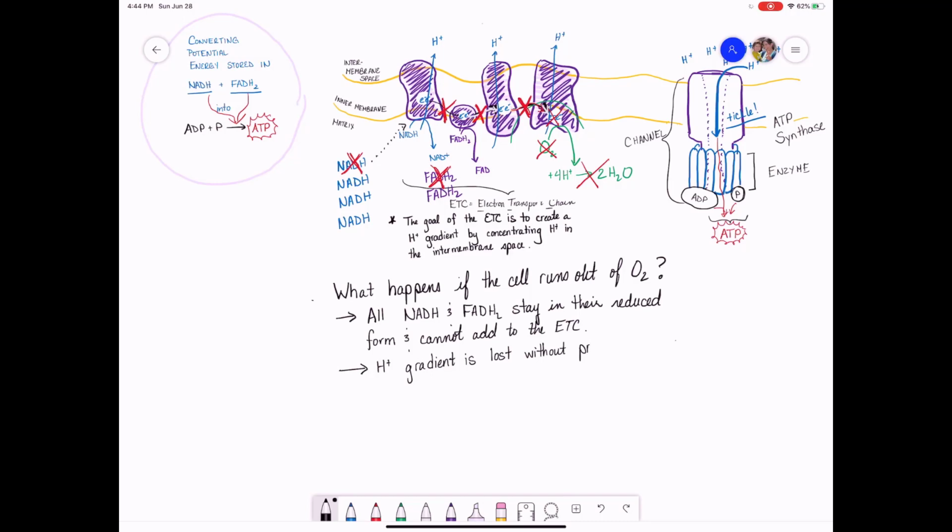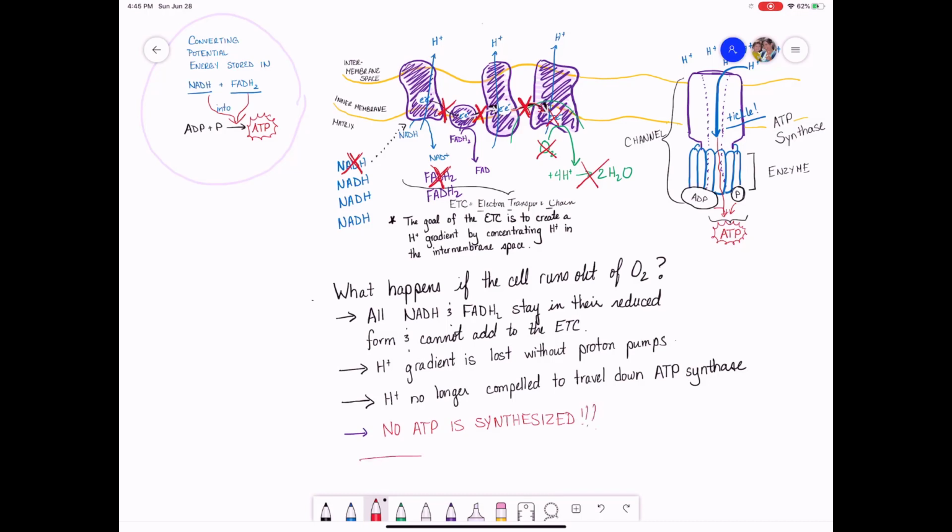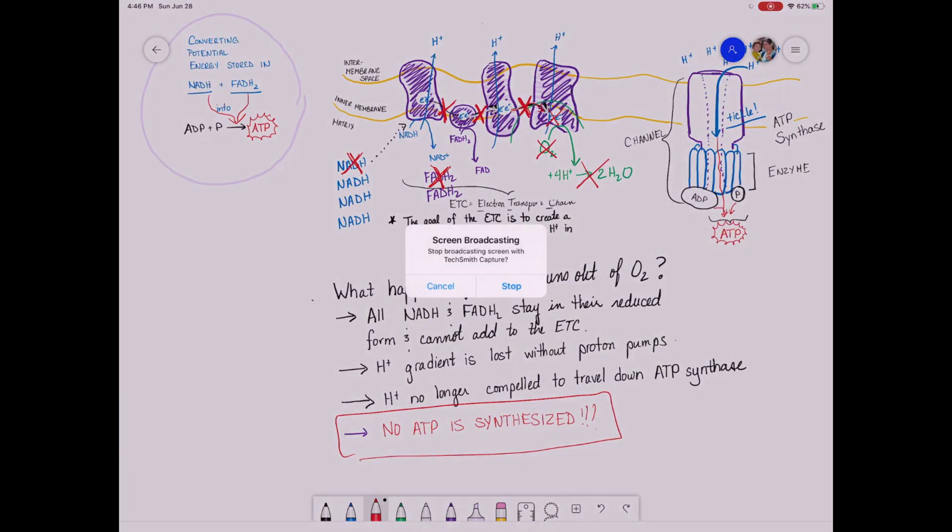And when the electron transport chain stops, it's not pumping hydrogen ions across. So the hydrogen ion gradient needs to be continually replenished in order to compel H+ to go down ATP synthase. So if you're not continually pumping hydrogen ions across into the intermembrane space, then you're going to lose your gradient because H+ will reach diffusion equilibrium, and therefore no more H+ will diffuse down, and you will stop making ATP. So without oxygen, ATP synthesis is lost in the oxidative phosphorylation stage.